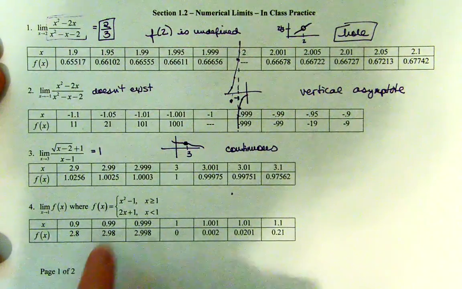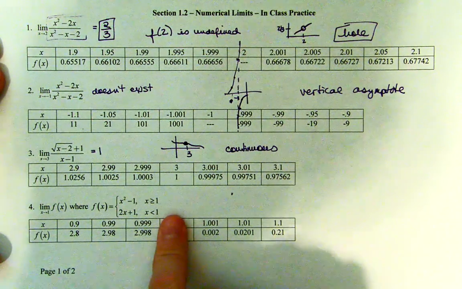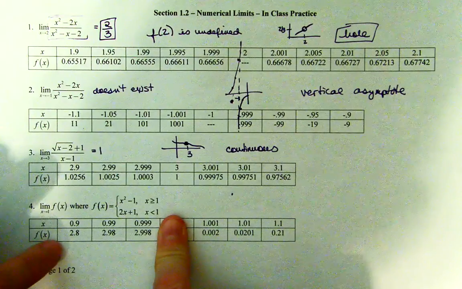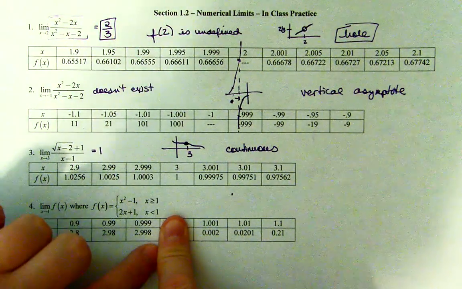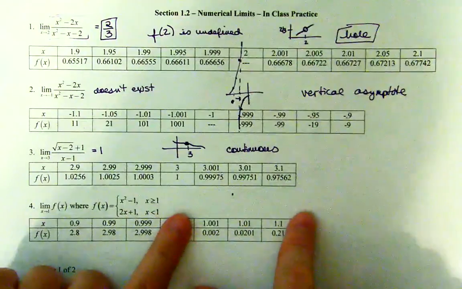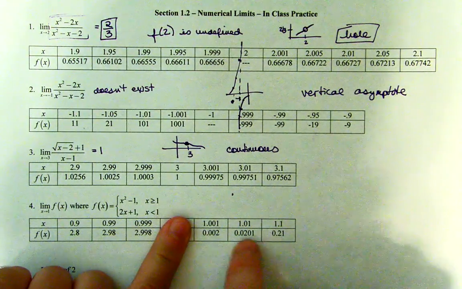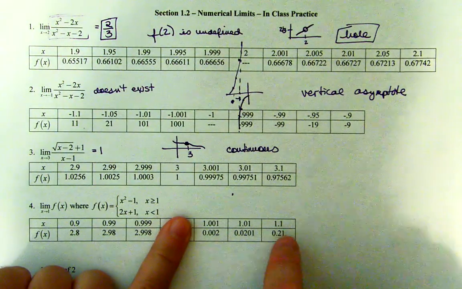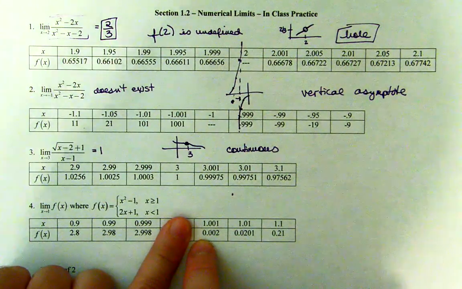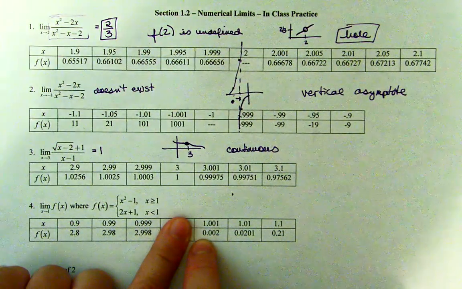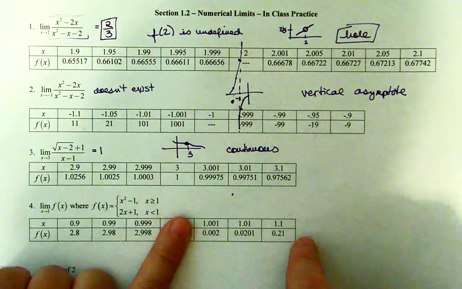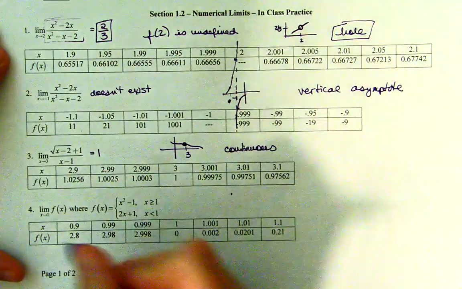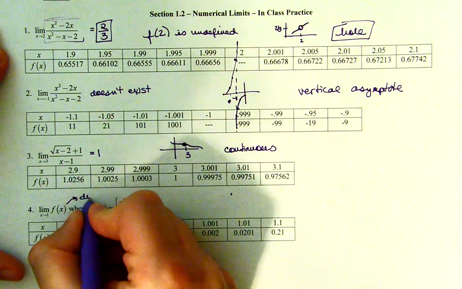Okay, limit as x approaches 1 of this piecewise function. Well, as I get close to 1 from the left, it looks like my y's are getting pretty close to 3. As I get close to 1 from the right, 0.21, 0.0211, 0.002, looks like I'm getting pretty close to 0. I'm getting close to numbers, but they're two different numbers. And because I'm getting close to 3 from one side and 0 from the other side, this limit does not exist.